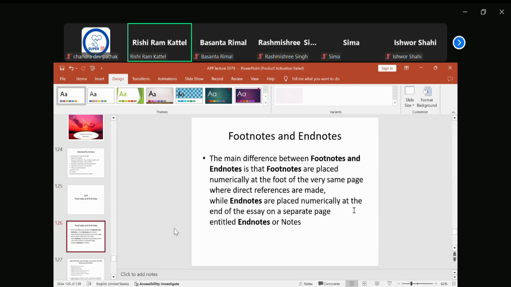Okay, the main difference between footnotes and endnotes is that footnotes are placed numerically at the foot of the very same page where direct reference is made, while endnotes are placed numerically at the end of the essay or on a separate page entitled endnotes or notes.